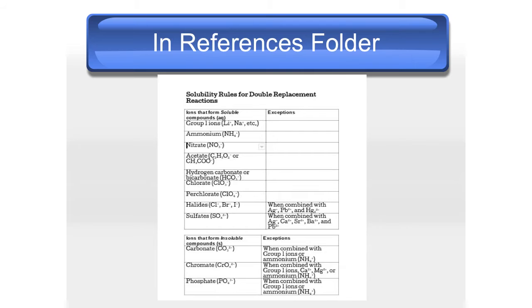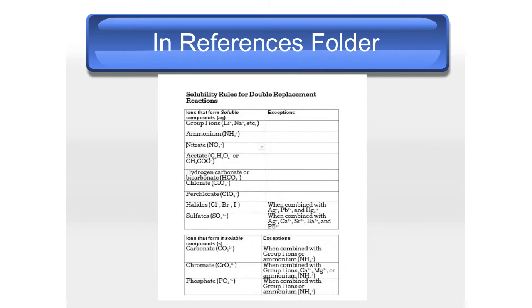Same goes for sulfates. Most of your sulfates are going to be aqueous unless they're combined with either silver, calcium, strontium, barium, or lead. Now, there are only three ions that are going to give you solids. So carbonates, chromates, and phosphates are going to be insoluble, unless there's an exception.